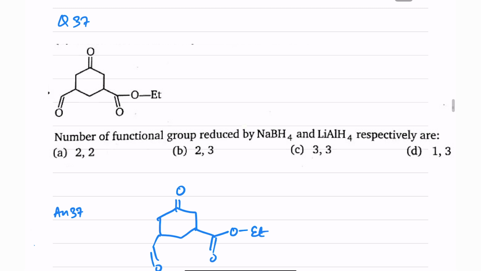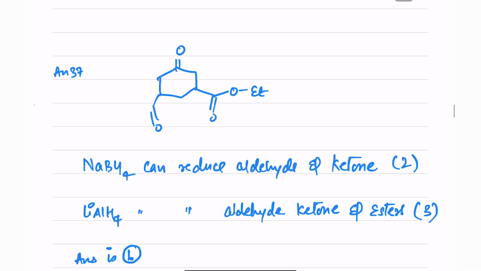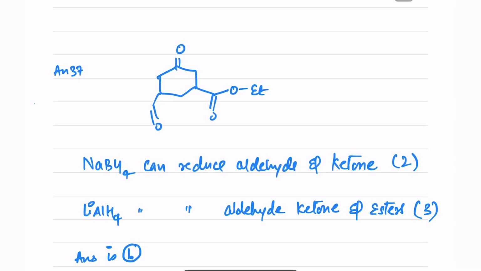Now come to question number 37. In question number 37, we have to identify the number of functional groups which can be reduced by NaBH4 and LiAlH4. There are three functional groups given: one is ketone, one is aldehyde, one is ester. NaBH4 can reduce only aldehyde and ketone to their respective alcohols, whereas LiAlH4 can reduce aldehyde, ketone, and ester, all three, to their respective alcohols. Hence, NaBH4 can reduce 2 and LiAlH4 can reduce 3. So the option is B, that is 2, 3.